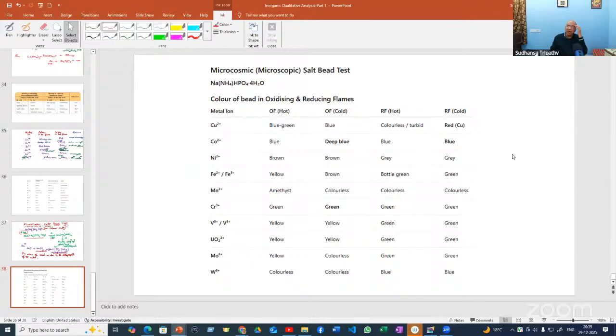So that is the end of our entire program. We have completed acid radicals, anions, and in metal ions, cations, we have seen the dry tests: dry test tube heating, charcoal cavity heating test, the diagnostic test, then cobalt nitrate test, flame test, charcoal reduction test, borax bead test, and the alternative is microcosmic salt bead test.